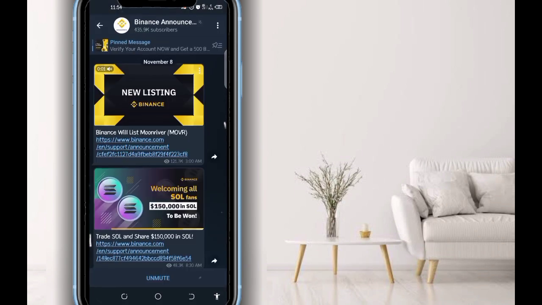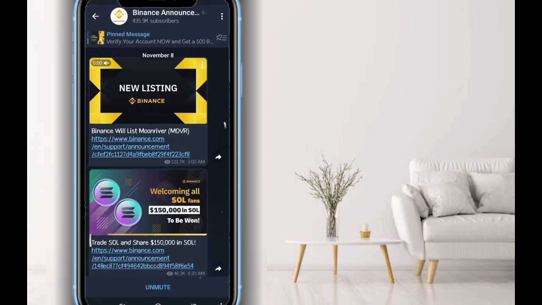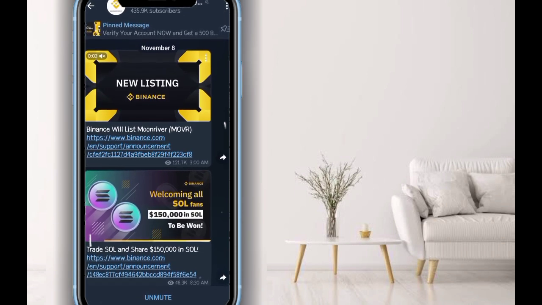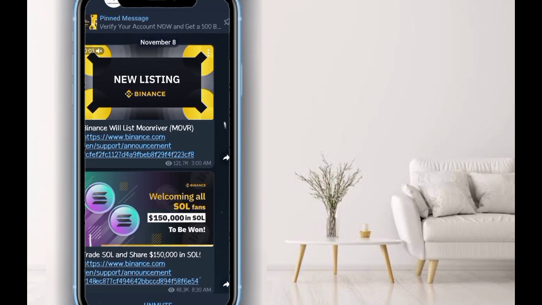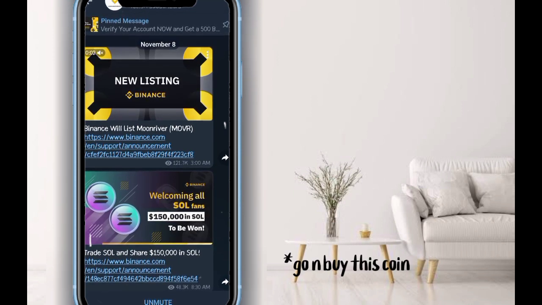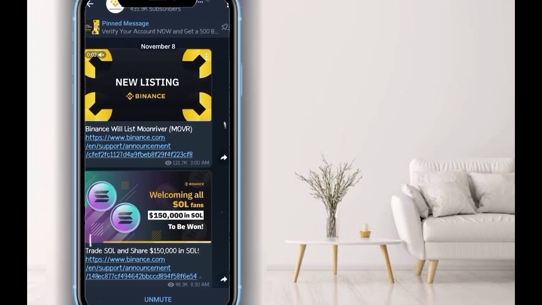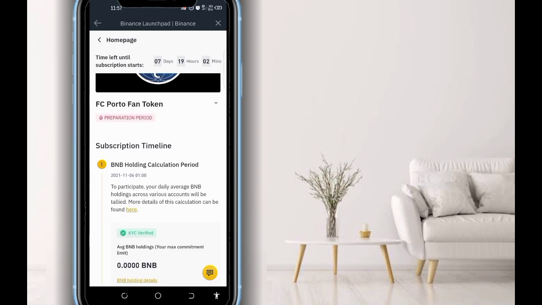So now let's move. I want to let you know that Binance just announced that they will be listing Moon River, you understand? And you know what that means. And when you check CoinMarketCap for Moon River, you will see the exchanges that support them. So go buy this coin before being listed on Binance, you understand? Now let me show you how you can make 10x your money on the initial day of trading.